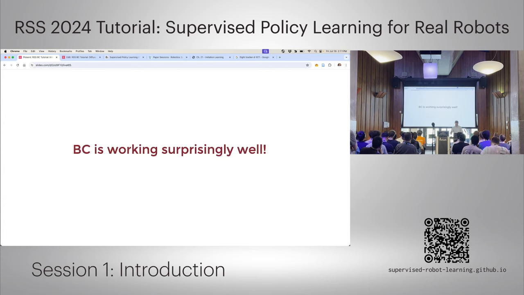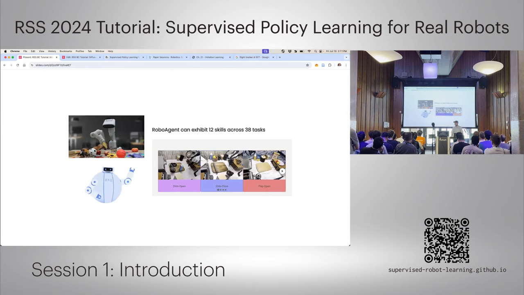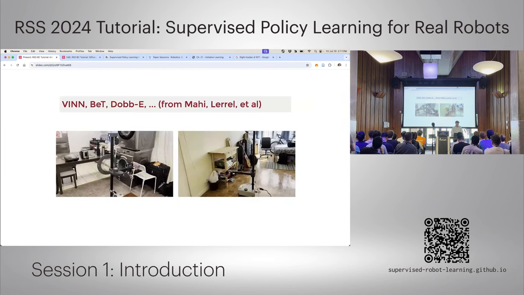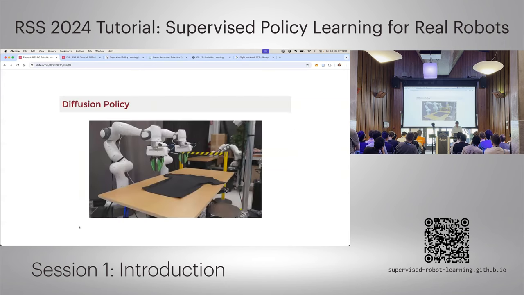Okay, good. So let's dive in a little bit. I don't really have to show the highlight reel, but there are tons of things that behavior cloning is working incredibly well with, from the Google robots, the RT series, RoboAgent is another great example. Laurel and Mahi have been pushing on a consistent series of improvements to behavior cloning, with their particular emphasis being out in the wild, doing this in real homes and things like this. That's a beautiful emphasis that they have really leaned into.